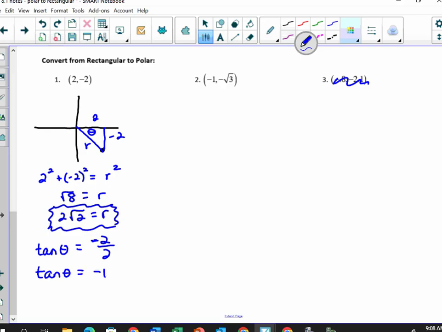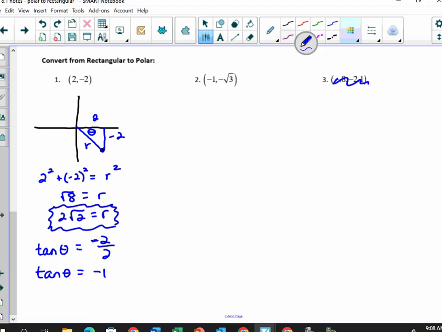So tangent of theta is -1. What angle am I talking about? It's pi over 4. There's a lot of ways you could say it. Okay, so I want the one in the fourth quadrant.